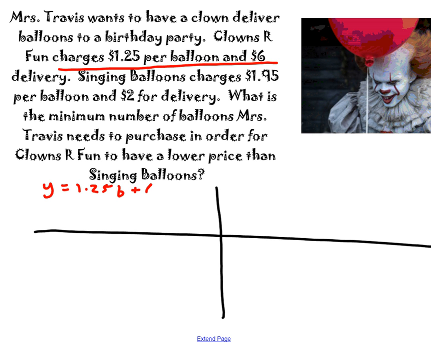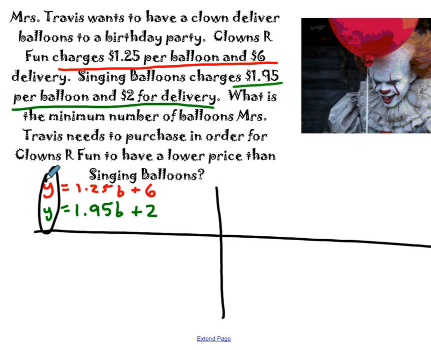The other equation I have is Singing Balloons charges $1.95 per balloon and $2 for delivery. So I'd say y equals $1.95 per balloon plus $2 delivery fee. Let's go ahead and solve this thing out. You'll notice I have both equations equal to y. So what you can actually do in this case is set these two things equal to each other because they are the same. We want to know when they are equal.